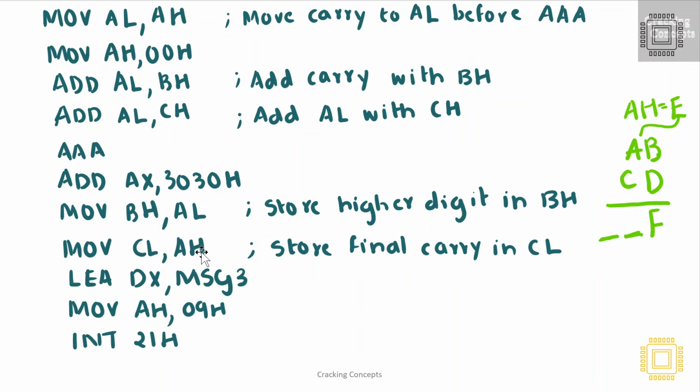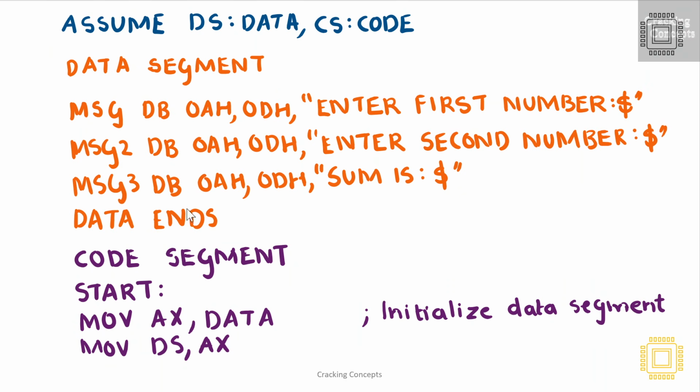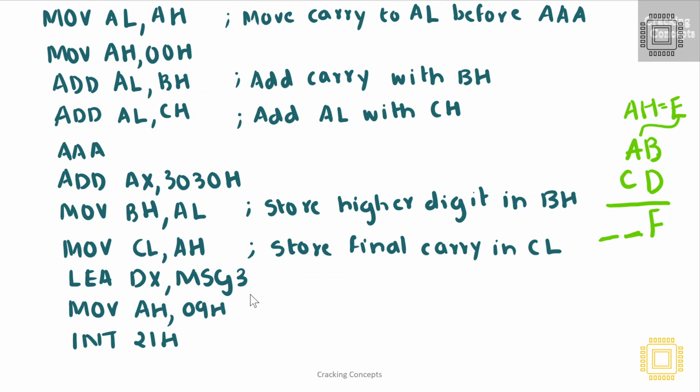Then I'll copy the value of AH to CL because AH will be used in the DOS interrupt function calls in the following steps. Now I'll print the third message, which is for the sum is. LEA DX, message 3, MOV AH, 09H, INT 21H. Now first I'll be displaying the carry, then the next digit and then the least significant digit.